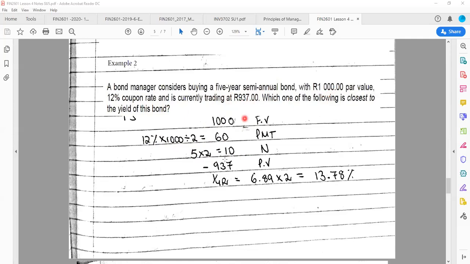We put in our price. Remember, we always put in price as a PV as a negative, so that you don't get no solution. If you don't put PV as a negative, you get no solution. So we put PV as a negative, and then we calculate I/YR. The calculator gives us 6.89, right?